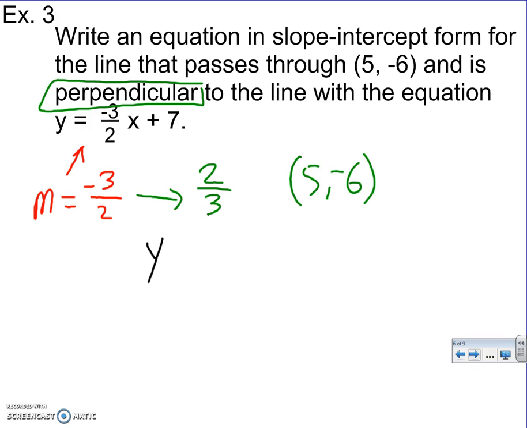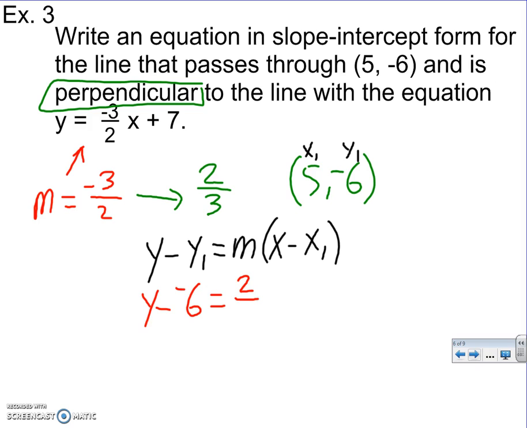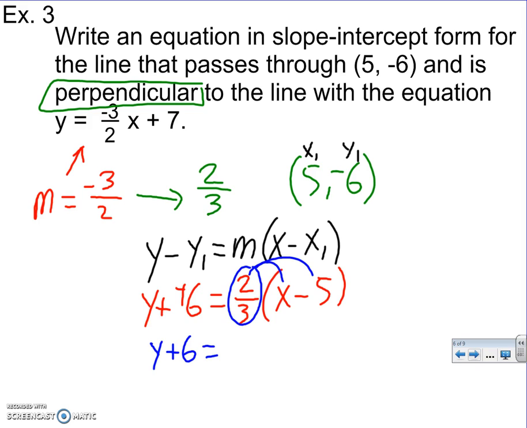Again, that is y minus y1 equals m parentheses x minus x1. Just label your points. So I'll call this x1, y1. Plug it in and do some algebra. So y minus y1 is -6 equals m of 2/3 parentheses x minus x1 is 5. This is a minus, the negative is really plus. So I have y plus 6 equals, I'm going to distribute this. That is 2/3 x minus 10/3. Then I'm going to subtract 6 from both sides.